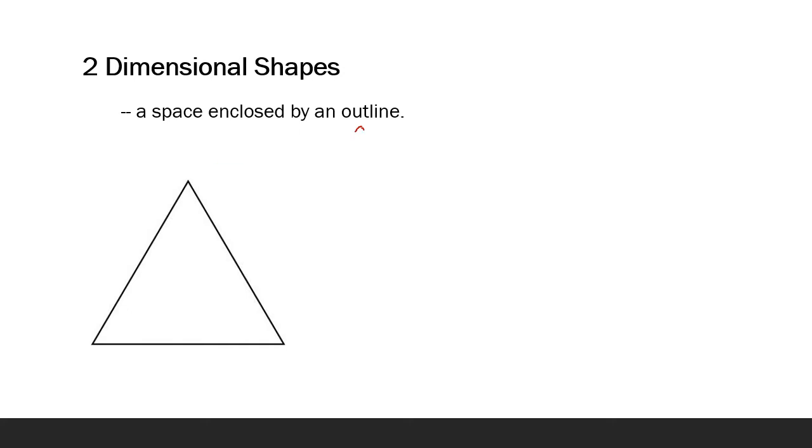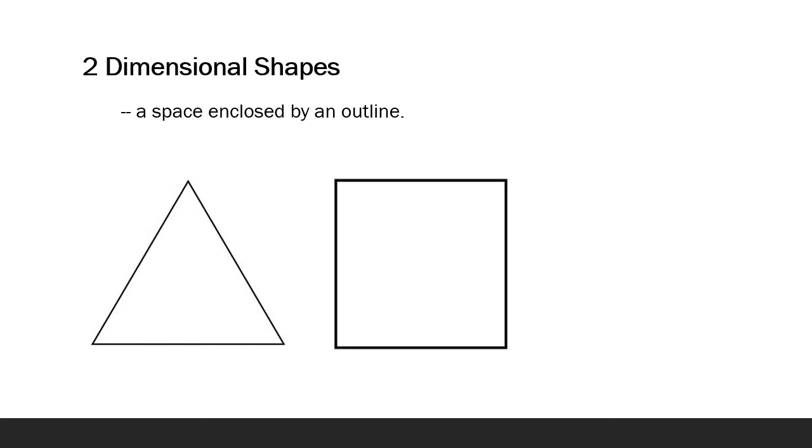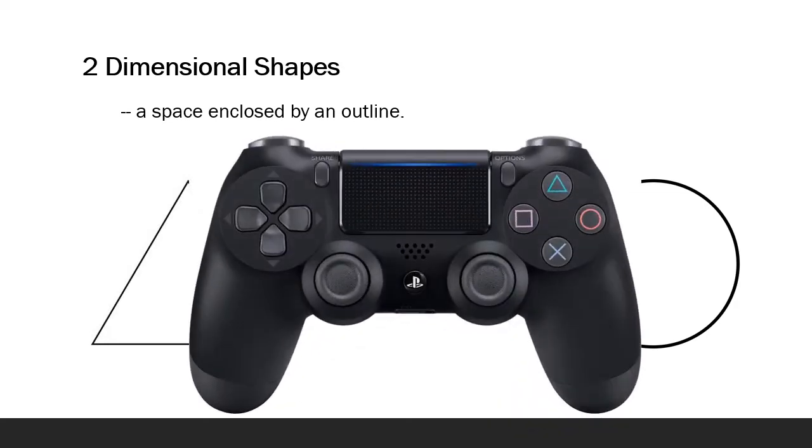So we have the triangle, and we have the square, and also the circle. Are you familiar with the triangle, square, and circle? Okay, if you're a gamer, if you're playing, they are very common in the PlayStation controller. We have the square, the triangle, and the circle. Although X is not what we call a shape, it is considered a part that makes a shape.